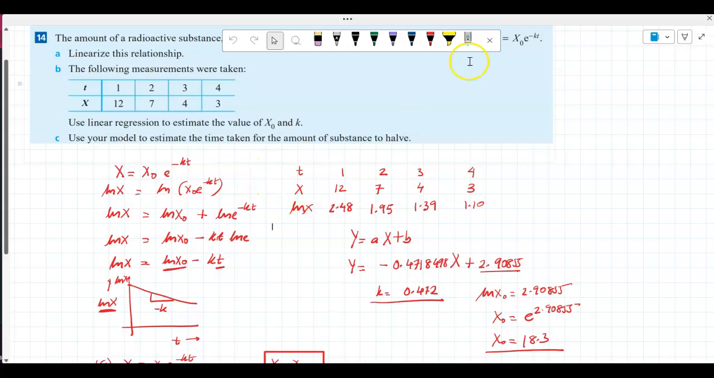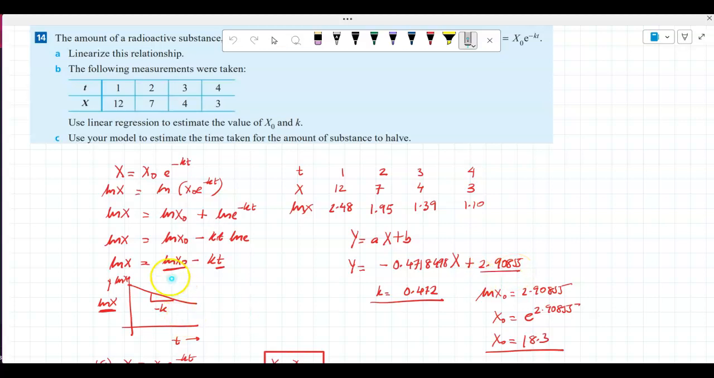What will you put in list 1? t. And list 2, ln x. So you can keep that as list 3. You can also directly put ln x in list 3, ln of the second list, L2. You do the 2-variable stats, and you'll get a slope and the y-intercept.